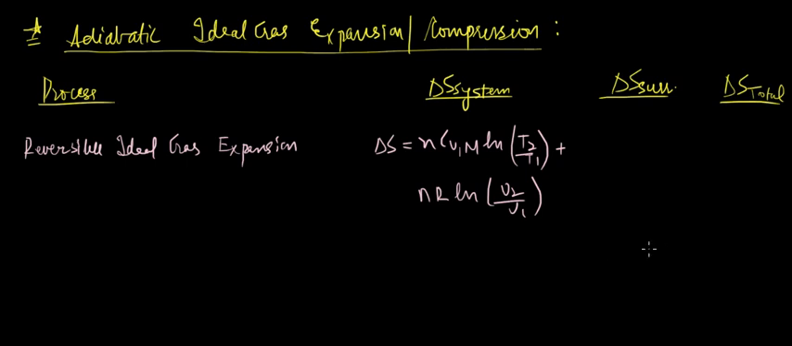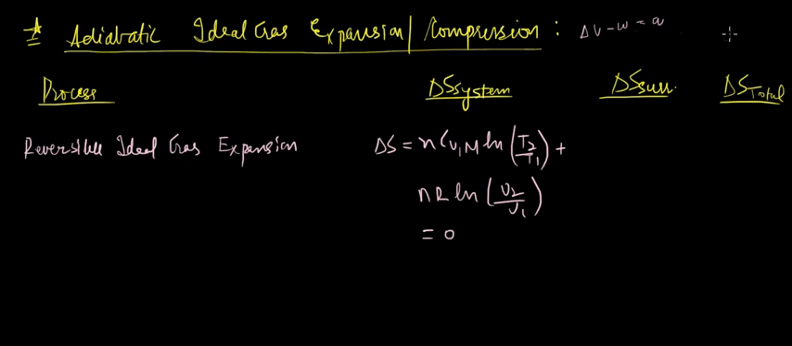Okay, so here this term would be equal to 0. Why would this be equal to 0? Because we know that delta U is Q plus W, and delta U minus W would be equal to Q in other words.